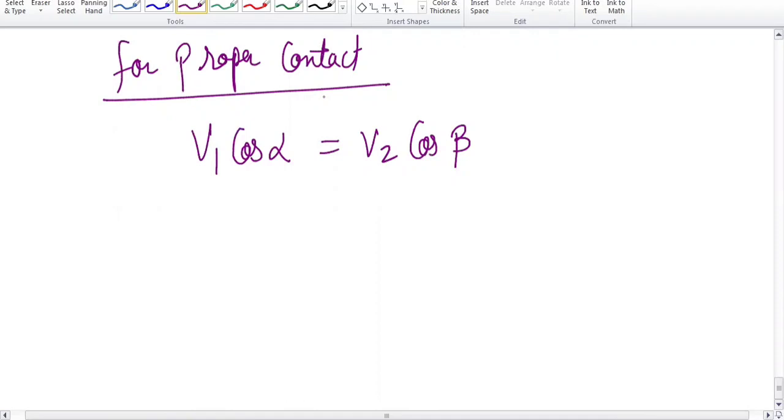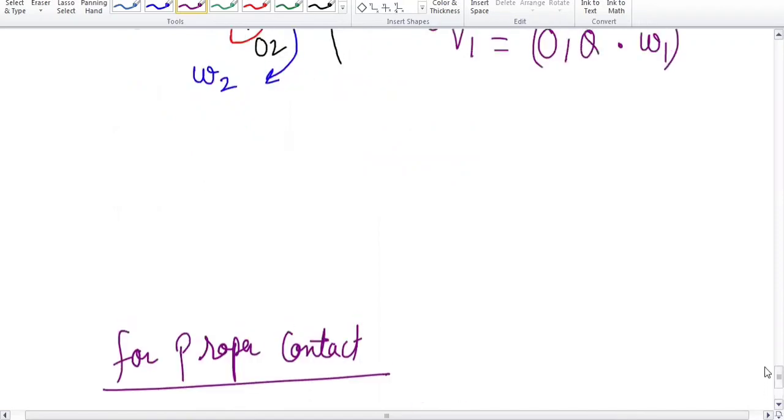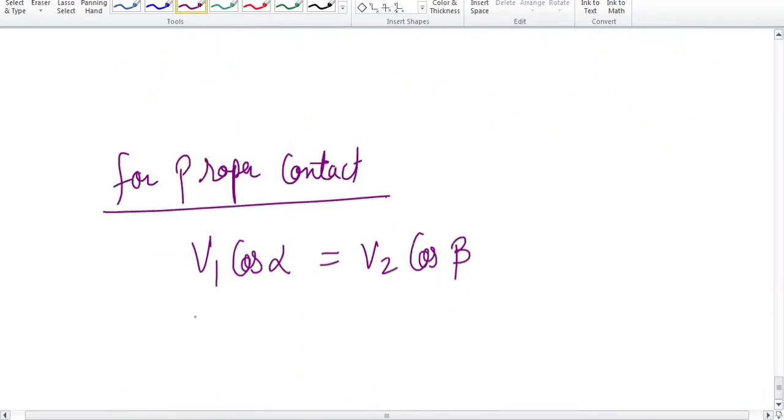Why? Because V1 and V2 components along the line of action cannot be different. So that's why V1 cos alpha must be equal to V2 cos beta. And what is V1 cos alpha? V1 value I have already written over here: V1 is O1Q omega 1. And with the help of the triangle.